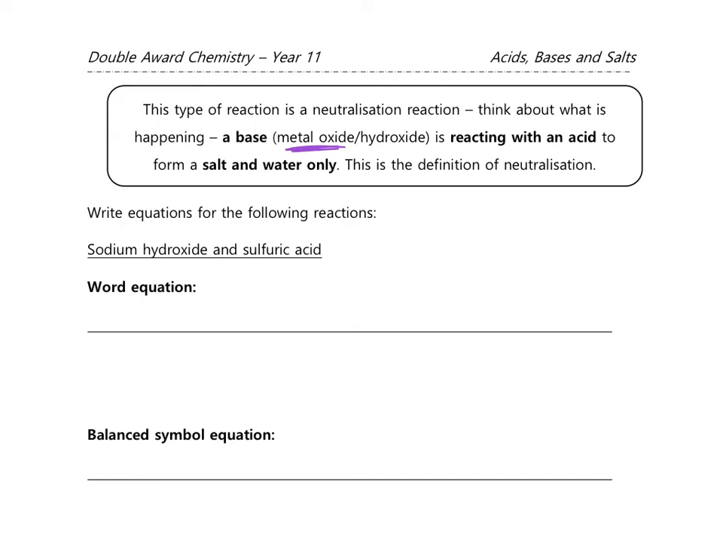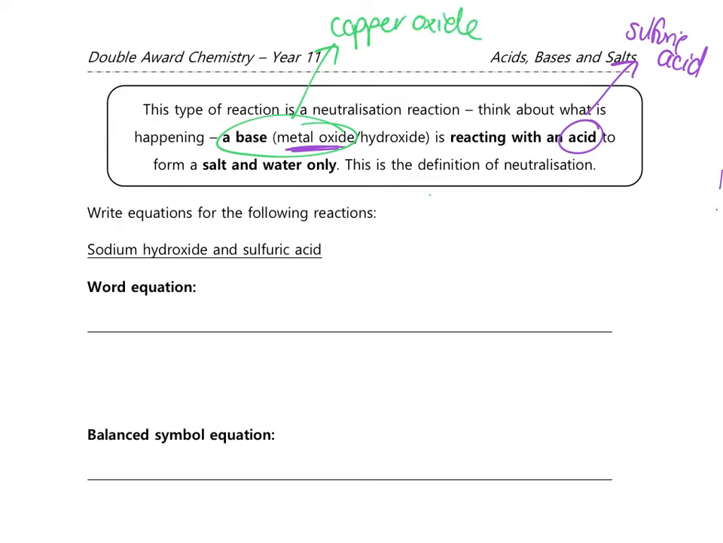We had our acid, which was sulfuric acid in the last example. Our base, or our metal oxide, was copper oxide. And we produced a salt, which was copper sulfate. And our only other product was water. So this is the definition of neutralization. And all of the following examples are also neutralization equations.